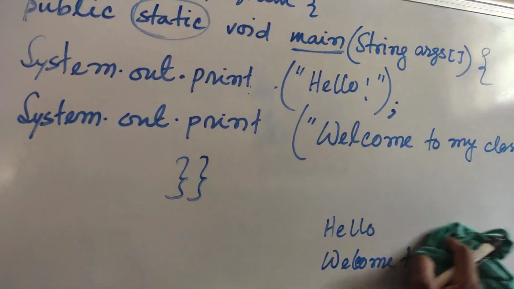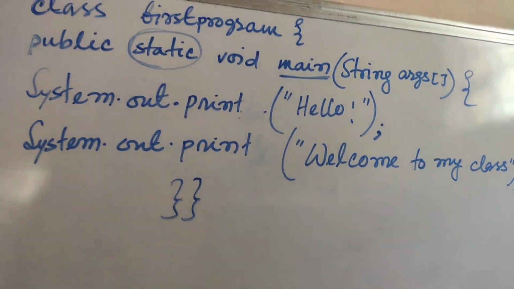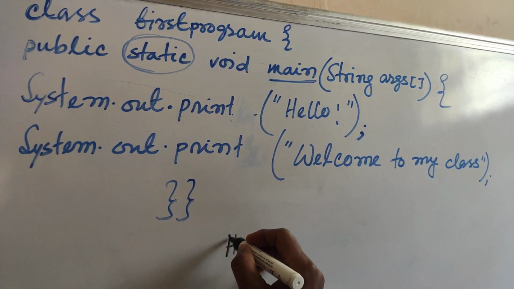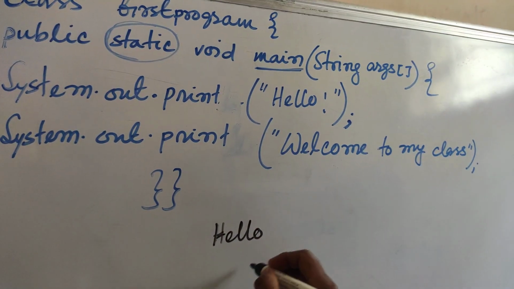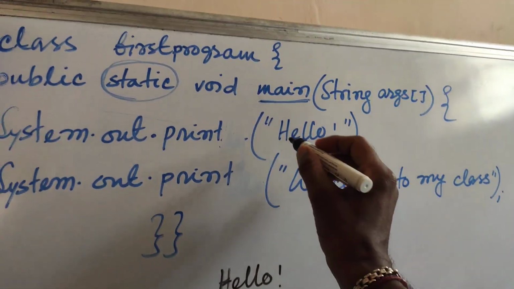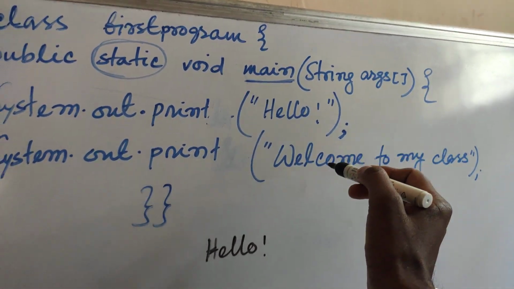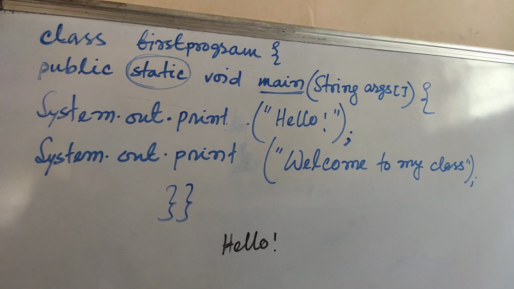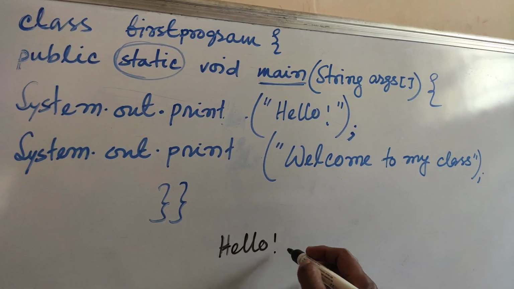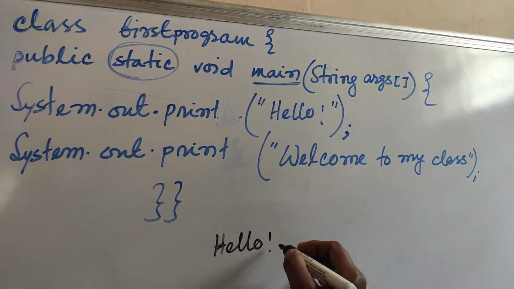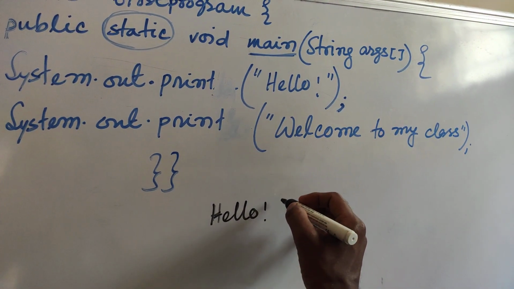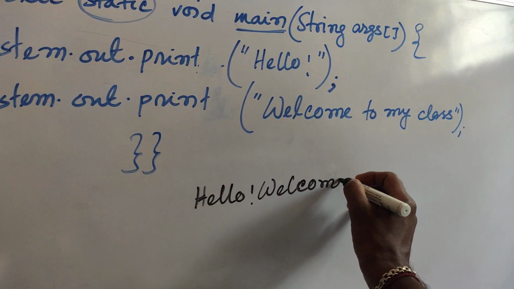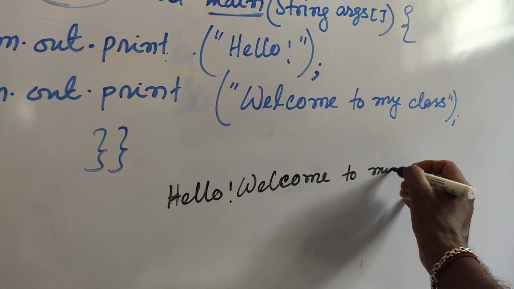Just notice that if you write print, then hello, the computer writes hello, then the cursor does not come to the next line. The cursor will not come to the second line. After printing, the cursor will remain on the same line. Then here, welcome to my class.